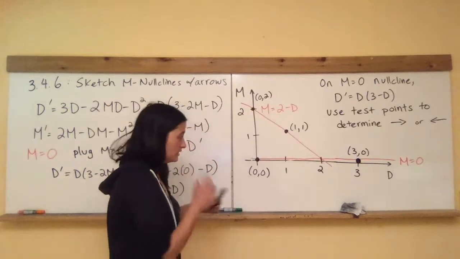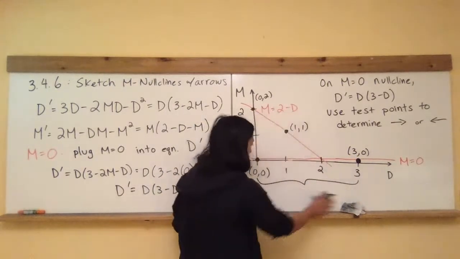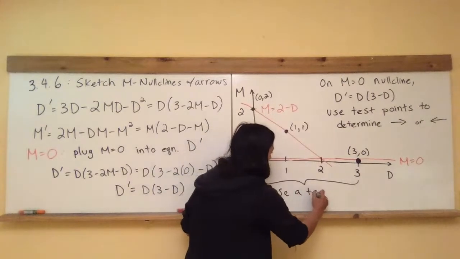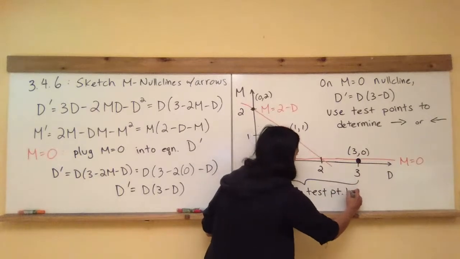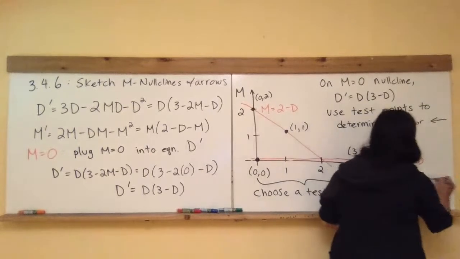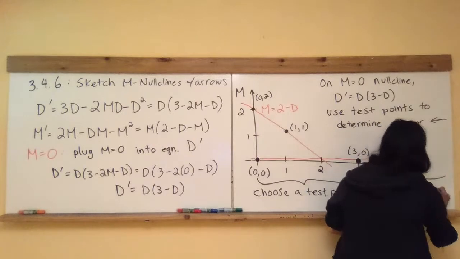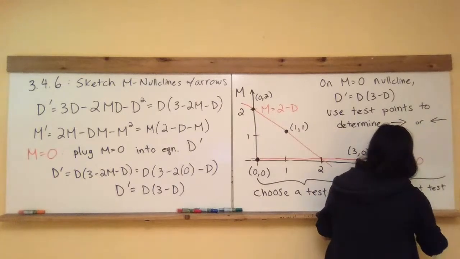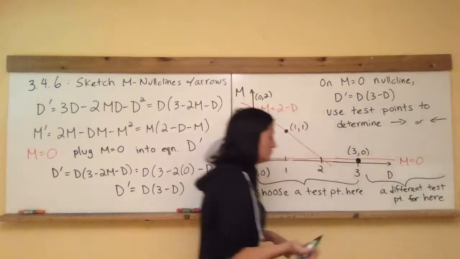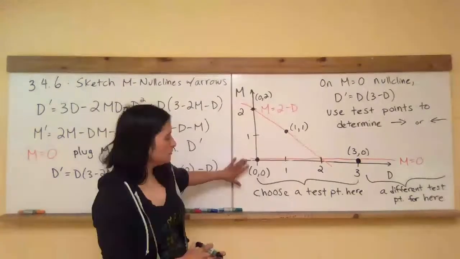Okay, so let me write on the board what I was saying. Between here and here, I need to choose a test point. Choose a test point here and here, okay? And then between here and here, I need to pick a different test point. Test point for here. Okay, now that part is really important for you to understand. So do you see what I'm trying to say?